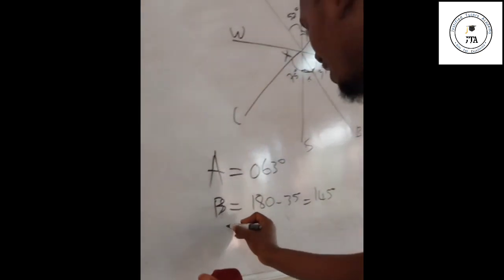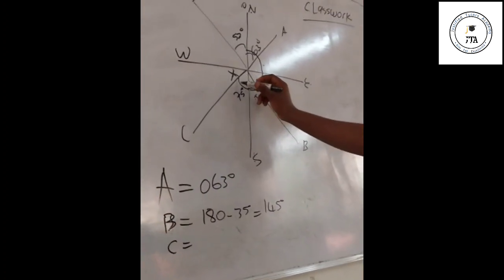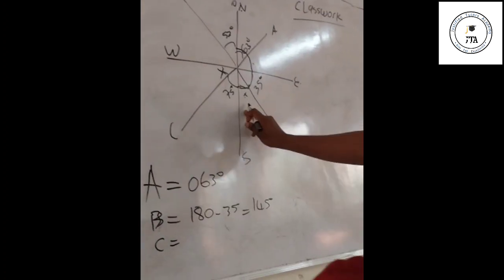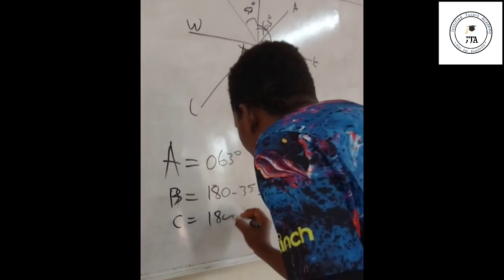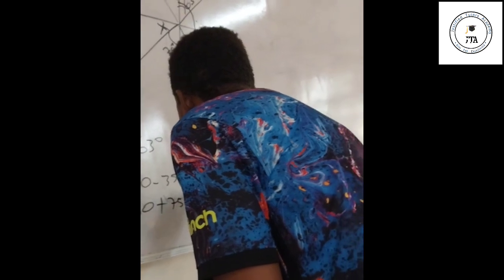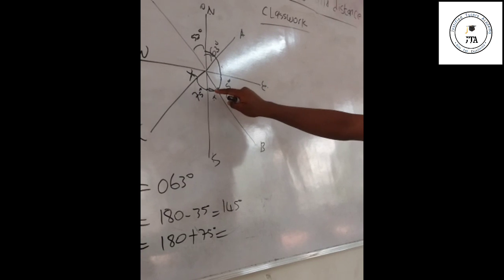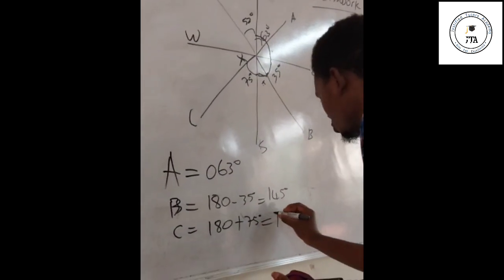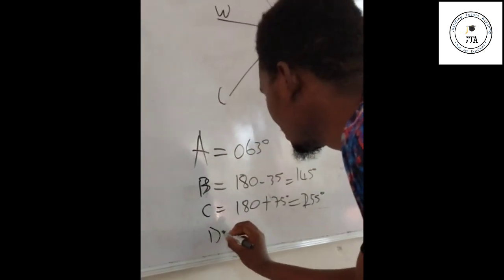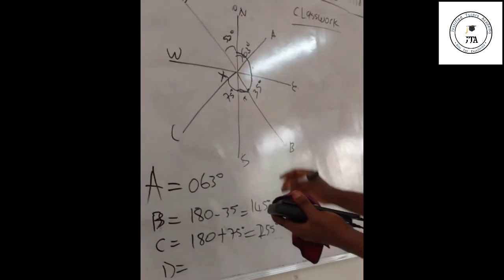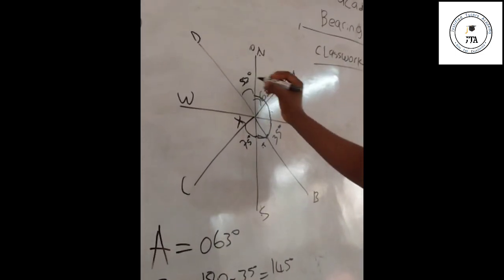So that's it, that's for B. Then for C, since C is here, coming from 0, then 180 plus 75. This is because it's at the right position. So it is touching south and touching C. So it will be 255 degrees. Then D will go from... now D is touching our north, so therefore it is satisfied. Okay?